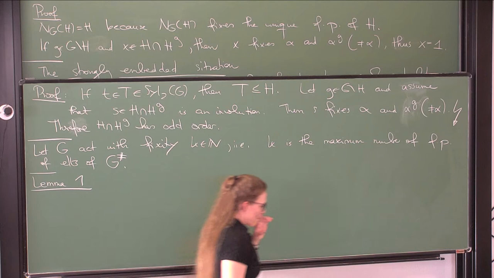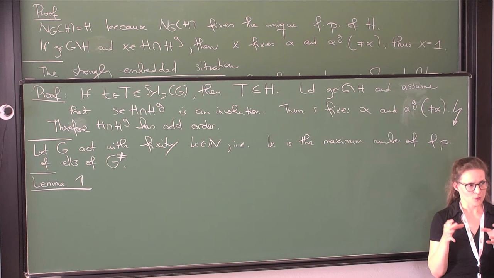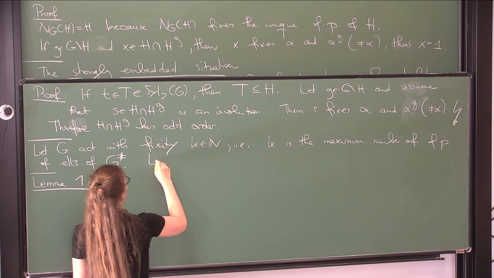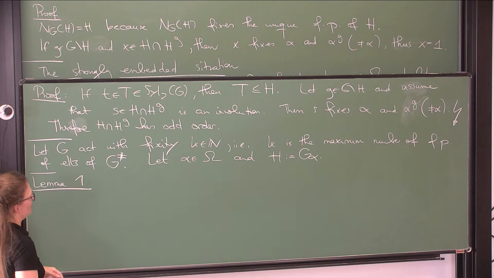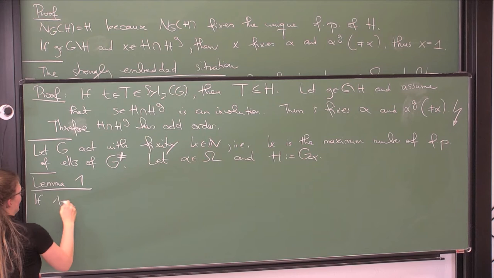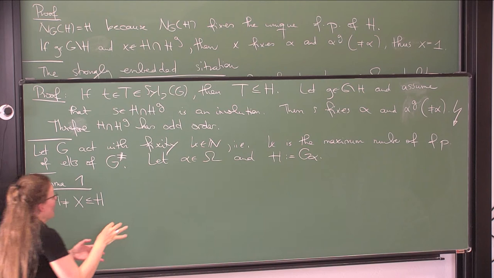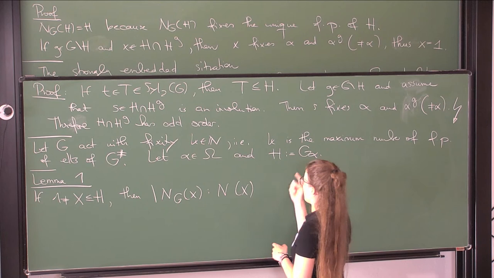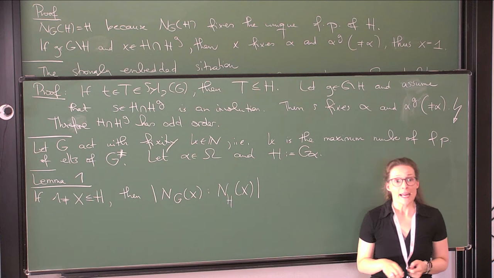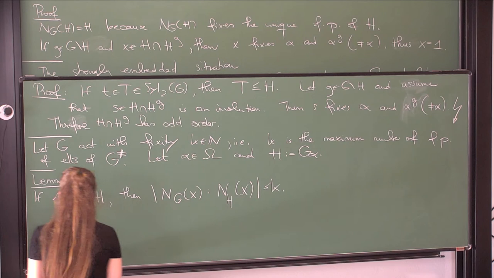We get restrictions on normalizers of subgroups of the point stabilizers. So again, let's take alpha and my favorite letter H, the stabilizer of alpha in omega. If you don't mind, I would like to keep this for the next two lemmas and then maybe a little bit afterwards. So in lemma one, I want to convince you that if we take a non-trivial subgroup X of H, then we have some control over its normalizer in the following sense. If we take the index of the normalizer in H, the point stabilizer, in the big normalizer, then this is bounded by the fixity, by K. And the proof is just orbit and point stabilizer stuff.